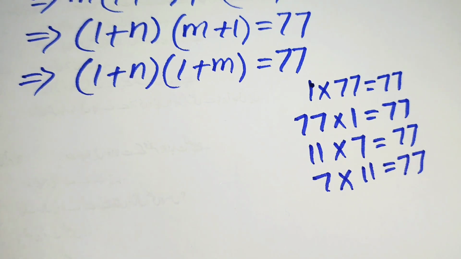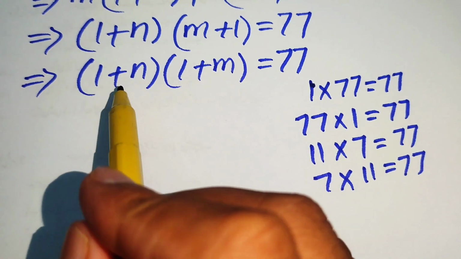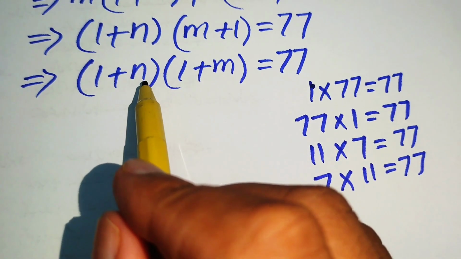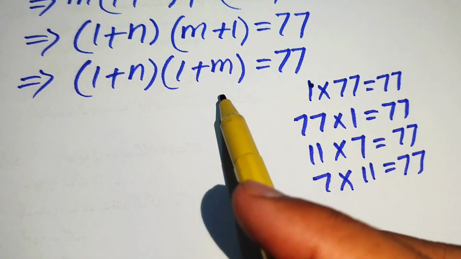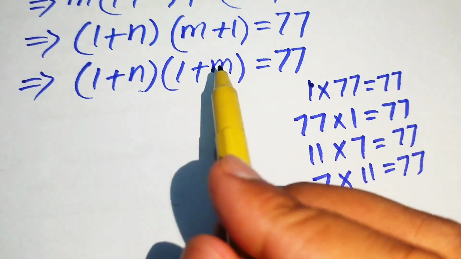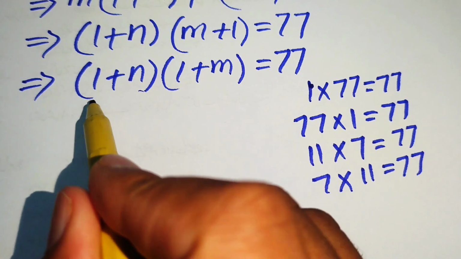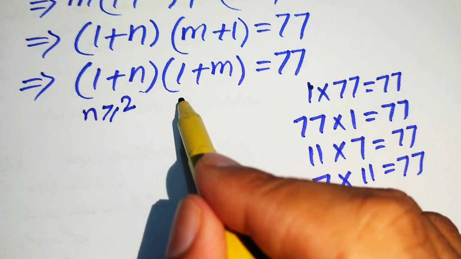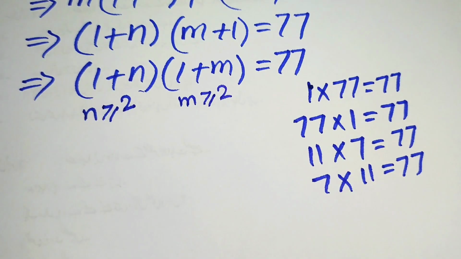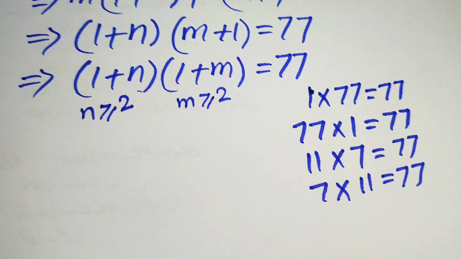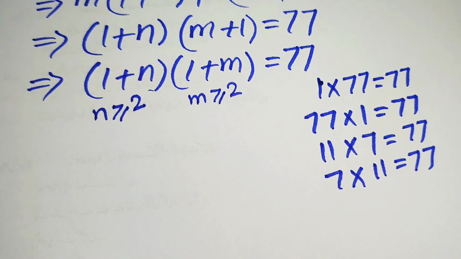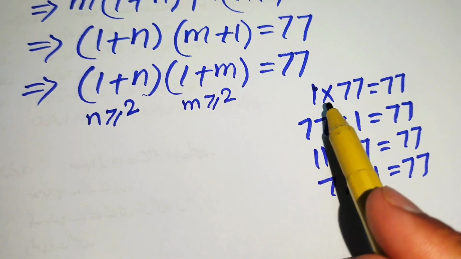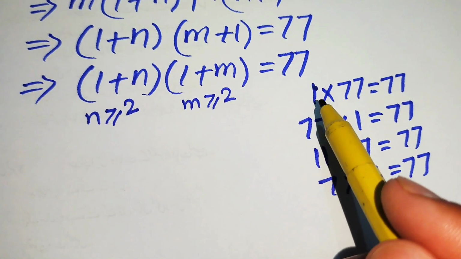Now first you focus on the left hand side and you see this is 1 plus n, where n must be a positive integer, and this is 1 plus m, where m must be a positive integer. So if m and n are positive integers, it means that in this factor n is greater than or equal to 2, and in this factor m is greater than or equal to 2. So we choose the values of m and n that are greater than or equal to 2.